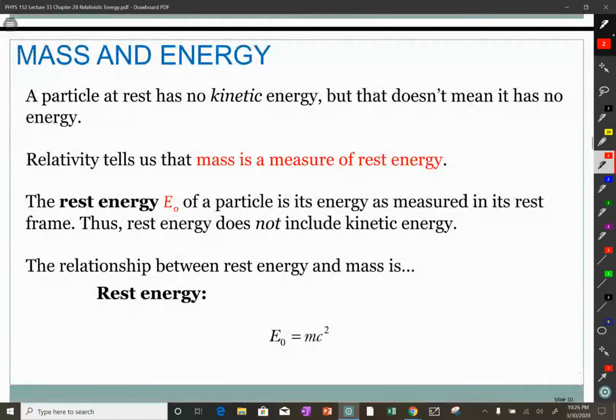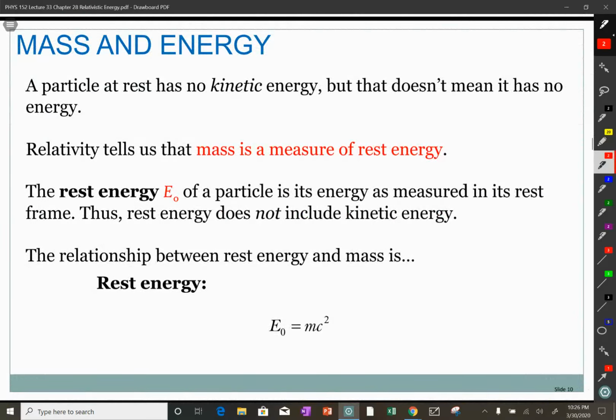Moving to another topic in relativity, talking about energy. What we talked about in our first lecture on relativity was time dilation and length contraction. Then we talked about how velocities add. This lecture, we've talked about the Doppler shift, about momentum, and now we're going to talk about energy.